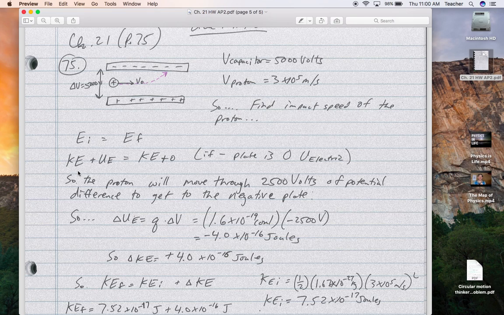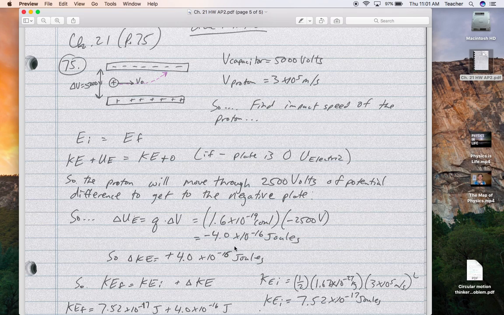So at the beginning we have kinetic energy because it's moving, and potential energy because it has some potential to accelerate toward that negative plate. In the end, it's all going to be kinetic energy because it will be right on top of that, or actually below that negative plate. So since the proton moves through 2,500 volts of potential difference to get to the negative plate, I can find the change in potential energy.